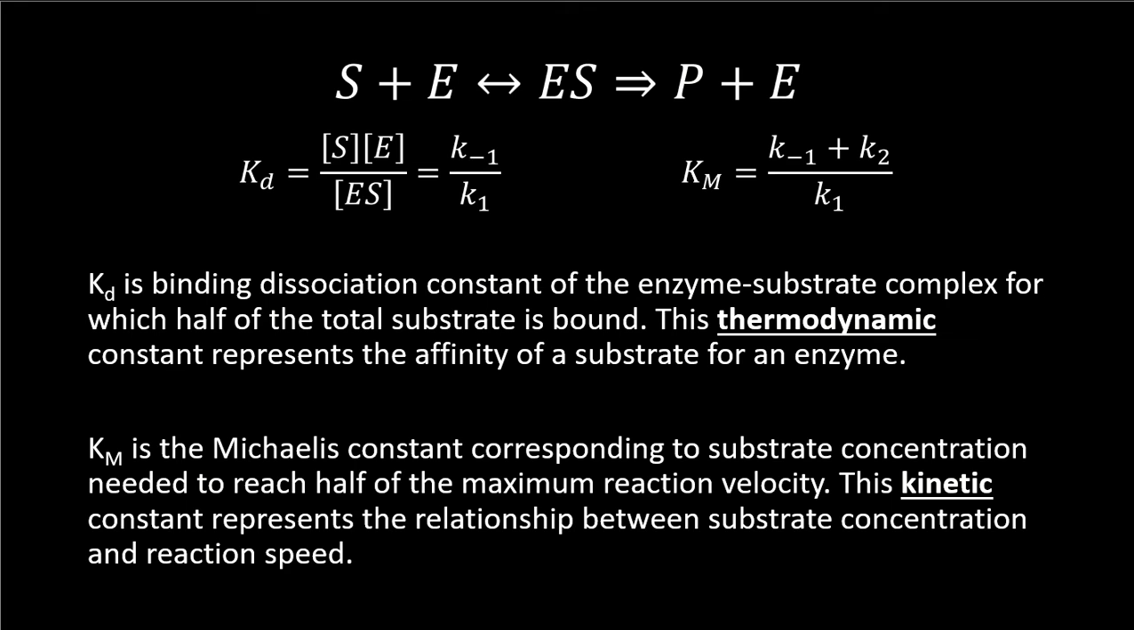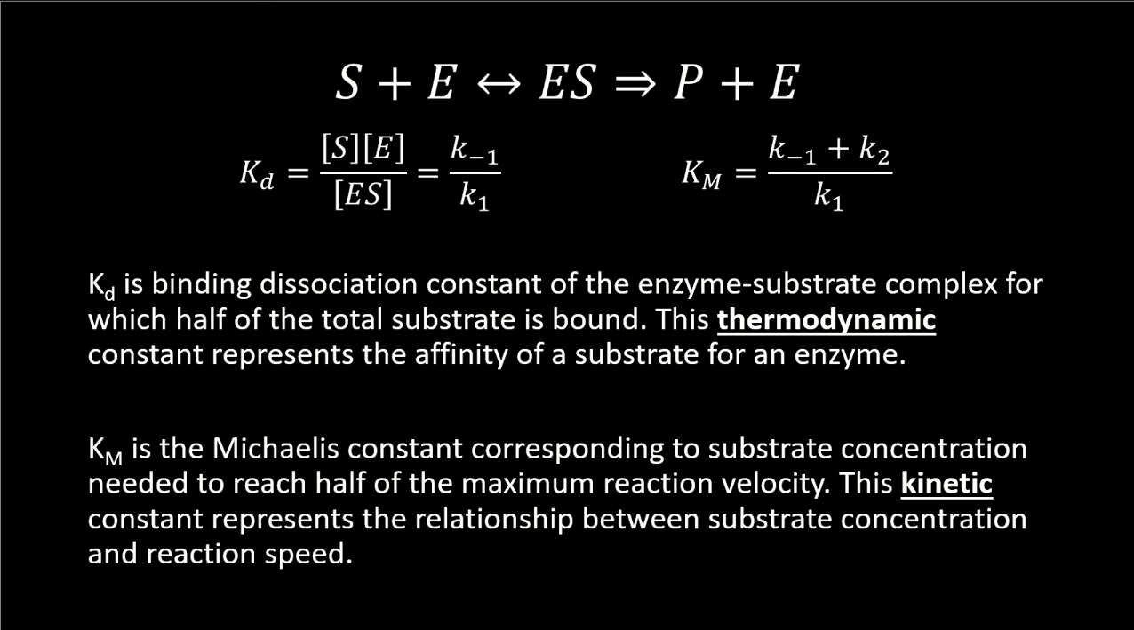Two properties, two constants at play: the dissociation constant Kd and the Michaelis constant Km. Kd is simply the rate to go backwards to separate substrate and enzyme divided by the rate to move forwards to form enzyme-substrate complexes. However, with the Michaelis constant, there's an additional rate term in the numerator, which is going from the enzyme-substrate complex to forming product and enzyme separating.